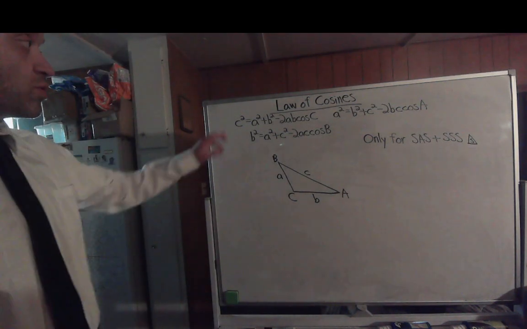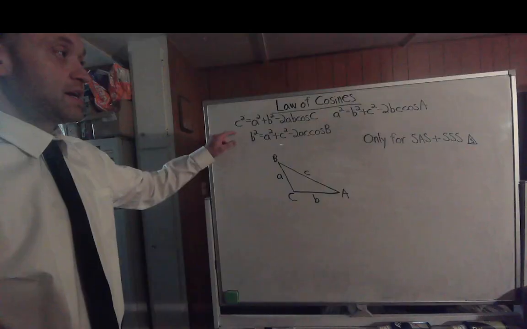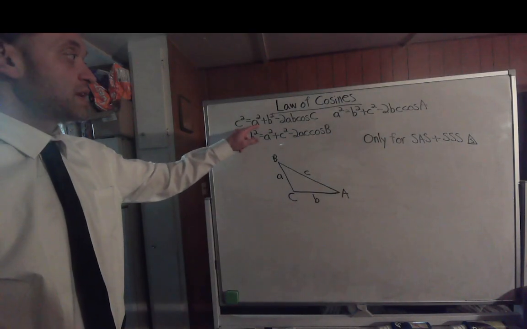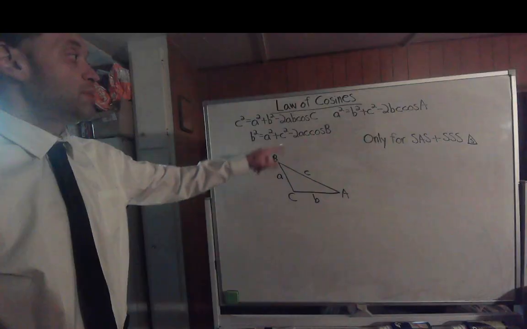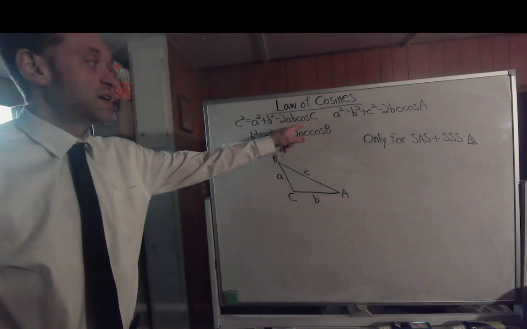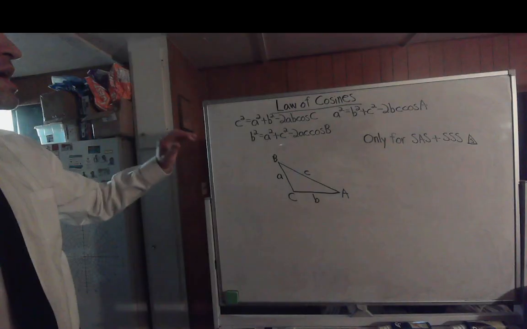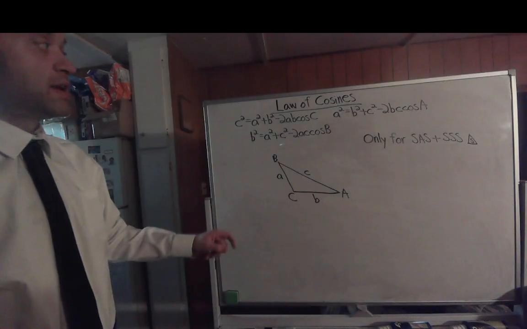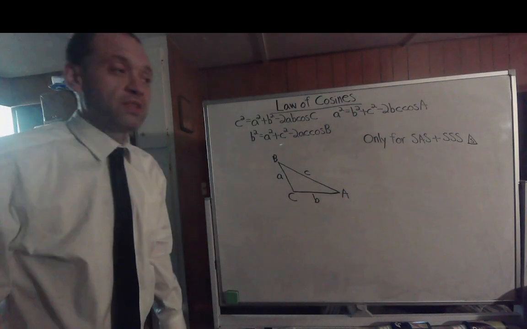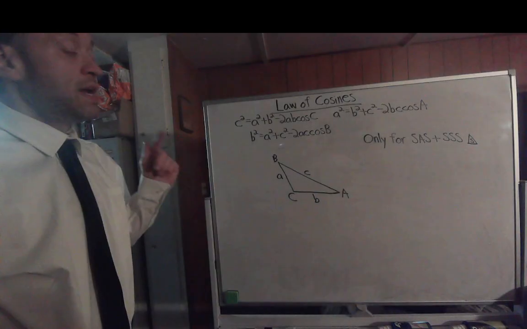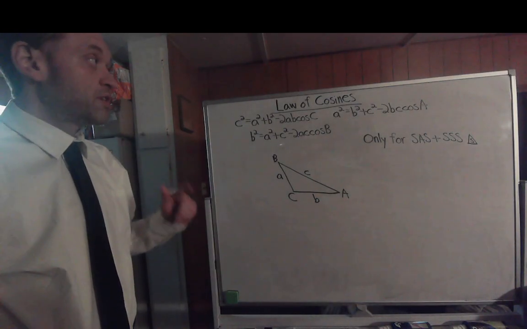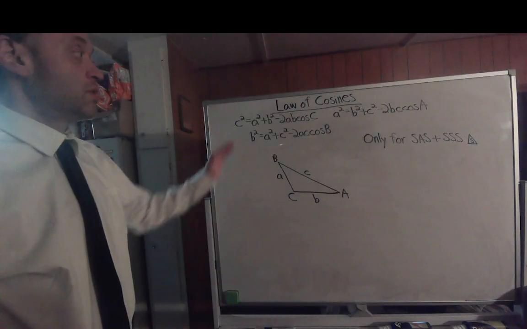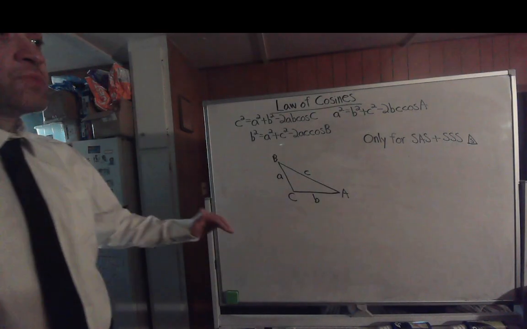Now the first formula you may sort of recognize. You have c squared equals a squared plus b squared minus 2ab cosine of C. You notice the c squared equals a squared plus b squared part. It looks an awful lot like the Pythagorean theorem, doesn't it? Well, that's because, in fact, the Pythagorean theorem is derived from the law of cosines.